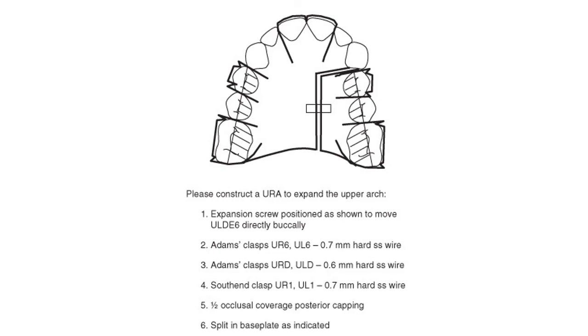This is another example of how to construct a URA to expand the upper arch. We can see that the expansion screw is placed like this, and more expansion is needed on quadrant 2 to move the palatal and the molar buccally. I want to highlight the expansion screw and the posterior capping as well. So you need to draw properly and write properly. Don't forget to write the active component and the retentive component properly, on which teeth and what wire you should use.